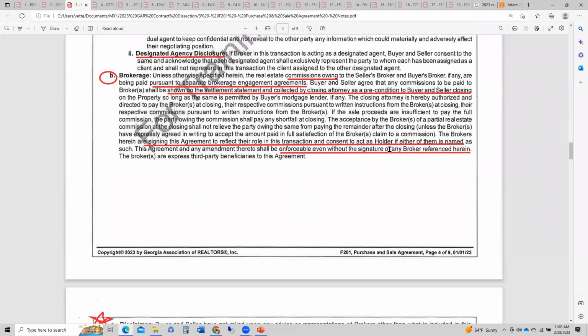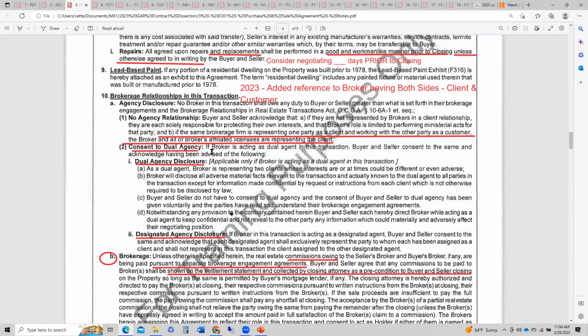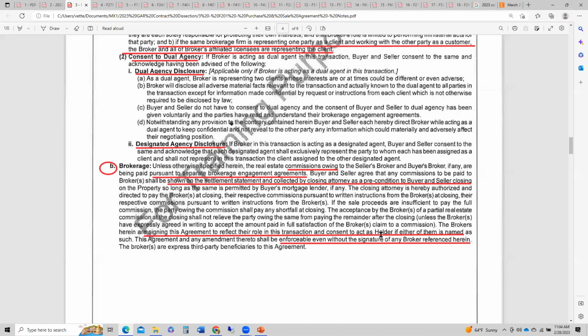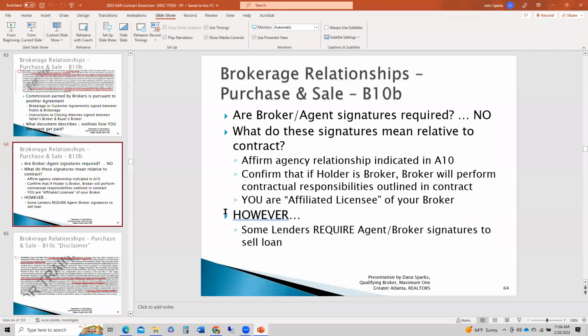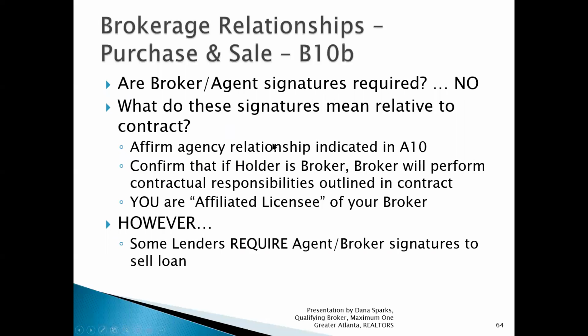Under the brokerage paragraph, it says the brokers herein are signing this agreement. Here's why they are signing: to reflect their role in the transaction, which is either the nature of the relationship, client or customer, and to consent to be holder of the earnest money if they're named as holder of the earnest money. This agreement and any amendment shall be enforceable even without the signature of any broker. So that's why I have this slide that says what it means, and they are not required. However, if there is a loan involved, there are some lenders that absolutely require the agent or broker signatures in order to sell the loan.